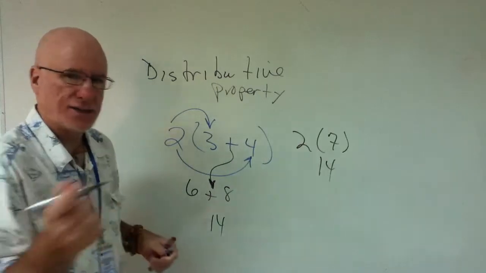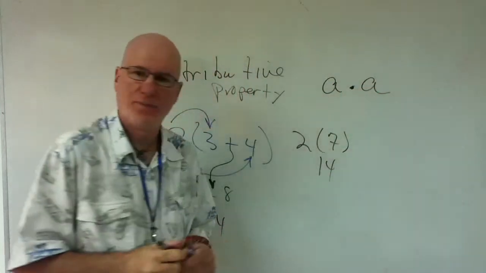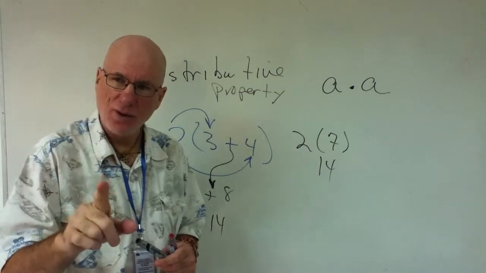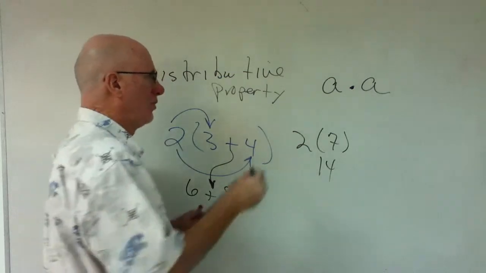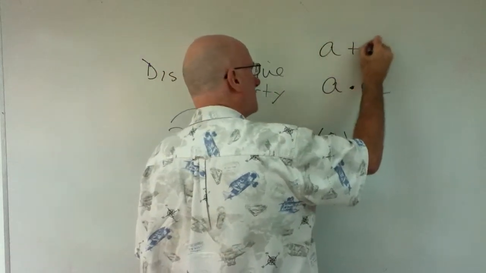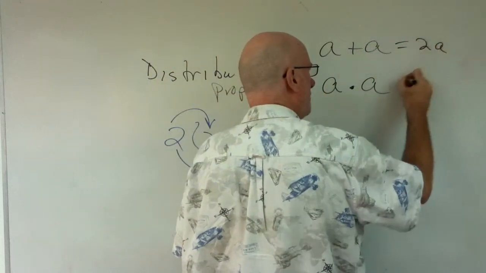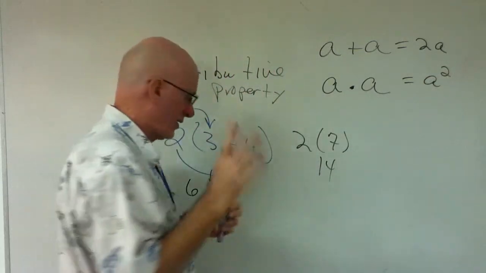Let me ask you this. What's A times A? What does that equal? A squared. Yeah, now that's very important. What is A plus A? 2A. This is 2A. This is A squared. It's different, isn't it? Okay, good.